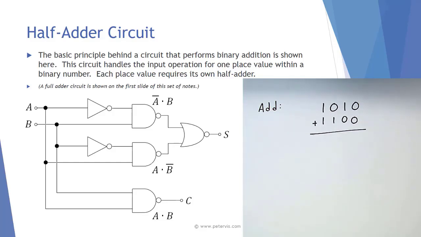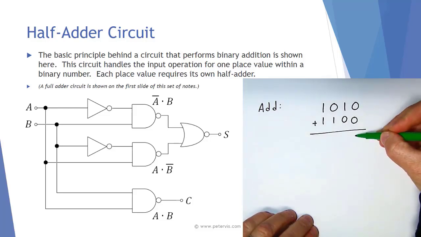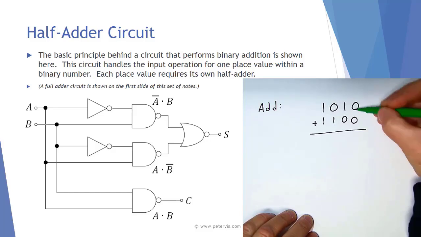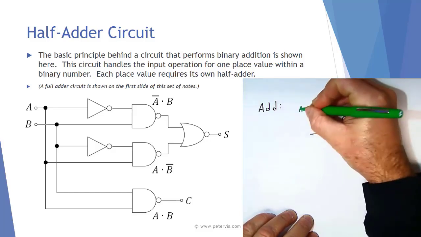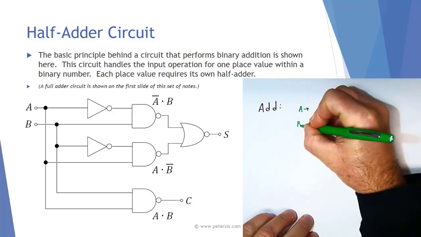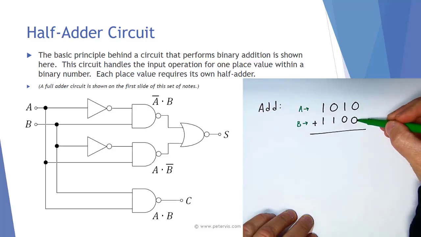Okay, so for starters, you know that if we add 0 plus 0, we should get a 0 in this spot. But let's face it, processors don't know arithmetic. We can just teach it through logic gates. And so this first column, 0 and 0, we're going to let this be the A input, and this will be the B input. So A is 0 and B is 0. We put those into our half adder circuit.